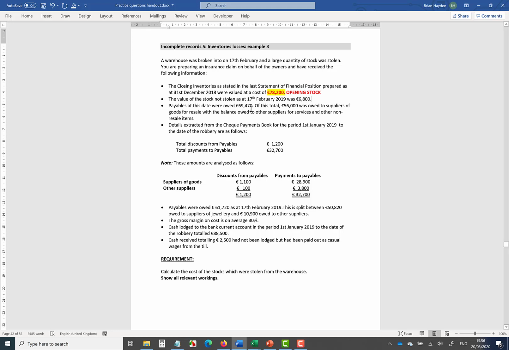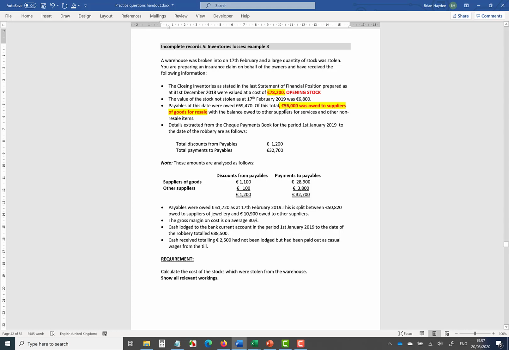Payables at this date were owed 69,470. So at the 17th of February 2019, we owed our suppliers 69,470. Of this total, 56,000 was owed to suppliers of goods for resale and the balance was owed to other suppliers for services and non-resale items. So this is the important bit here, the amount owed to suppliers of goods for resale. Those suppliers are the ones from whom we buy goods which we intend to sell to other people, and in the trading account we need to figure out the value of purchases, the value of goods bought that we intend to sell to others.